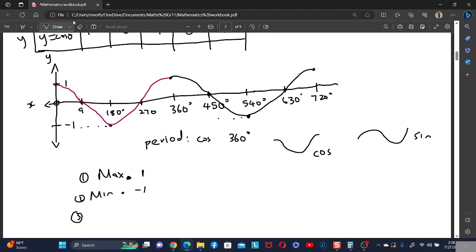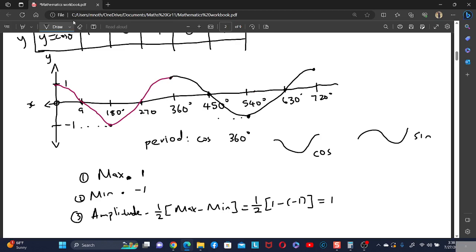And then after that, we want to have the amplitude. What is the amplitude of this graph? So the amplitude is 1/2 maximum minus the minimum. So the maximum value is 1, the minimum is -1. So this is going to give you 1. So the amplitude is 1.